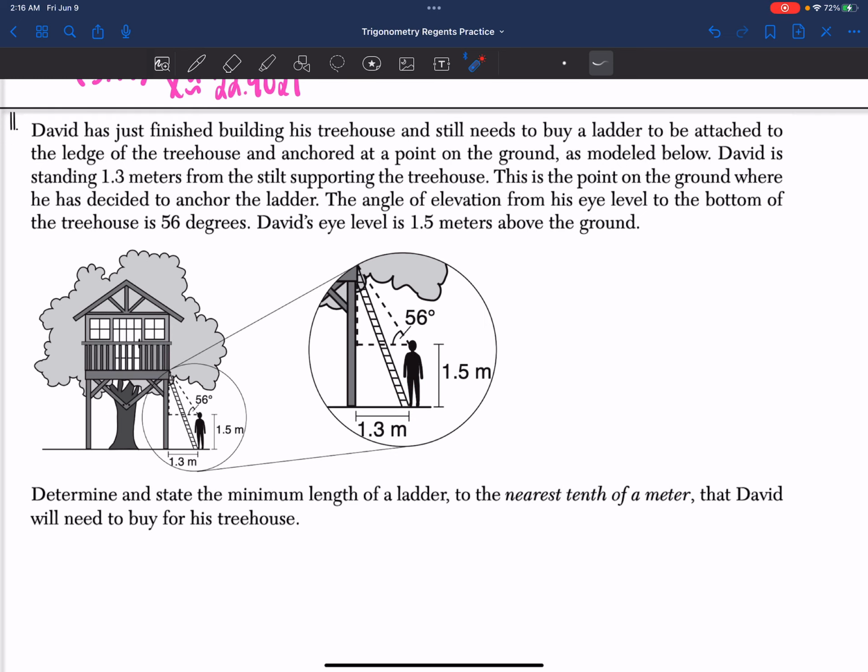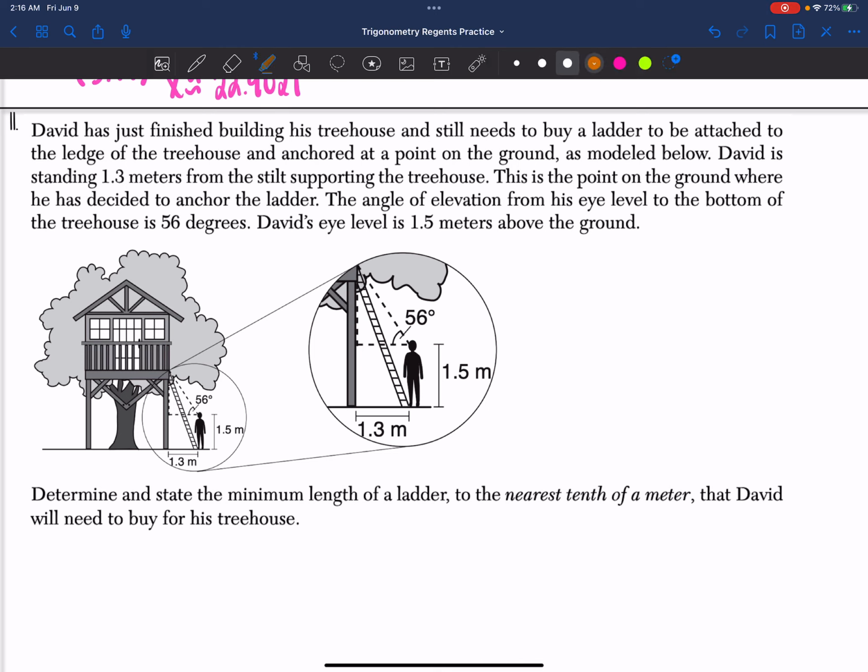The angle of elevation from his eye level, so his eye is up here, to the bottom of the treehouse is 56 degrees. So this angle here is 56 degrees. And David's eye is 1.5 meters above the ground. So from the ground to David's eye, which is right here, is 1.5 meters. And determine and state the minimum length of a ladder to the nearest tenth of a meter that David would need to buy for this treehouse.